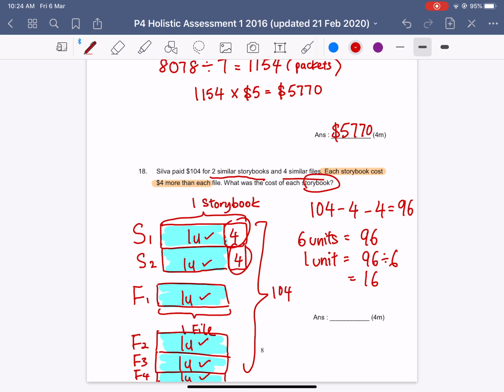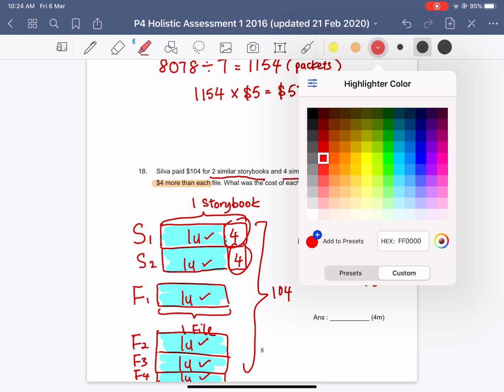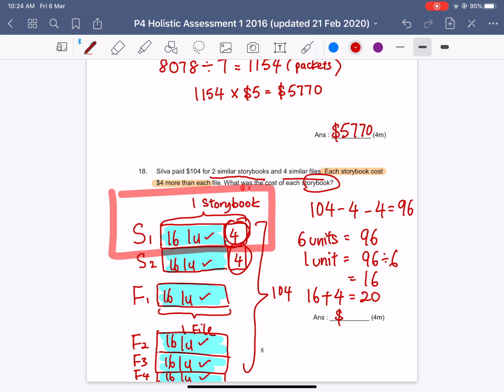What was the cost of each storybook? Now, storybook, we focus over here. Let me use a color that I can show easily. This is one storybook. So how much is one storybook? You have a 16 on each unit, right? So a storybook will be $16 plus a $4 inside. This is your part whole model. So the answer in this case is $20. Okay, so units, dollars.